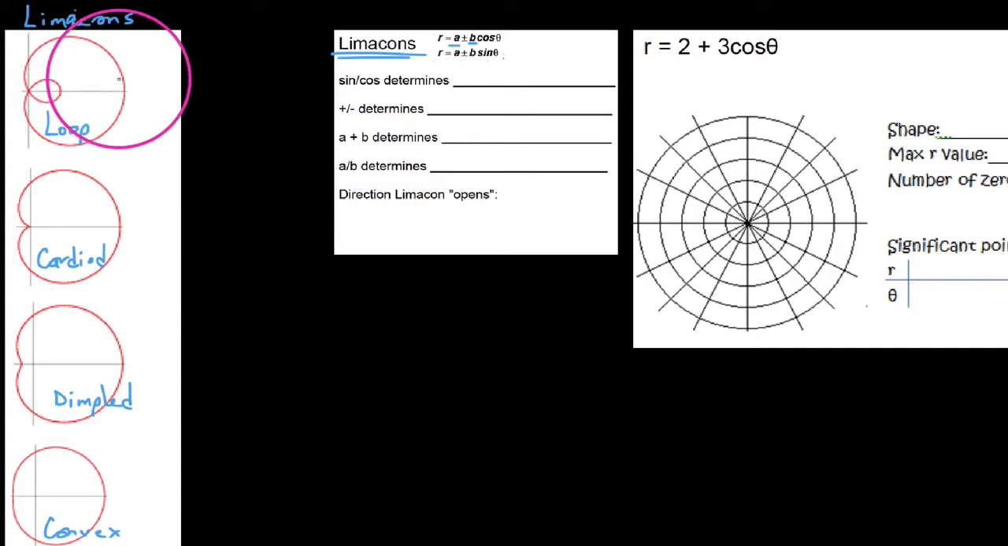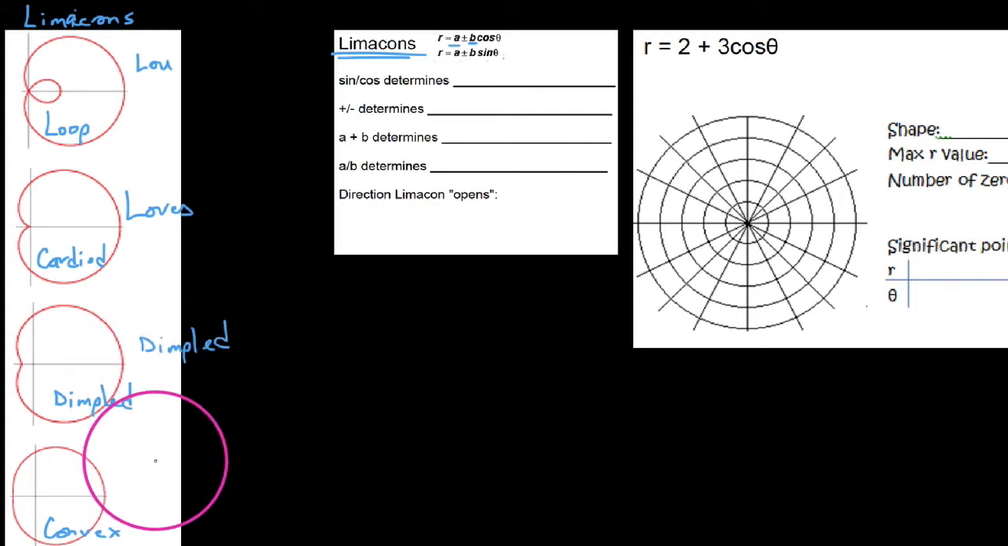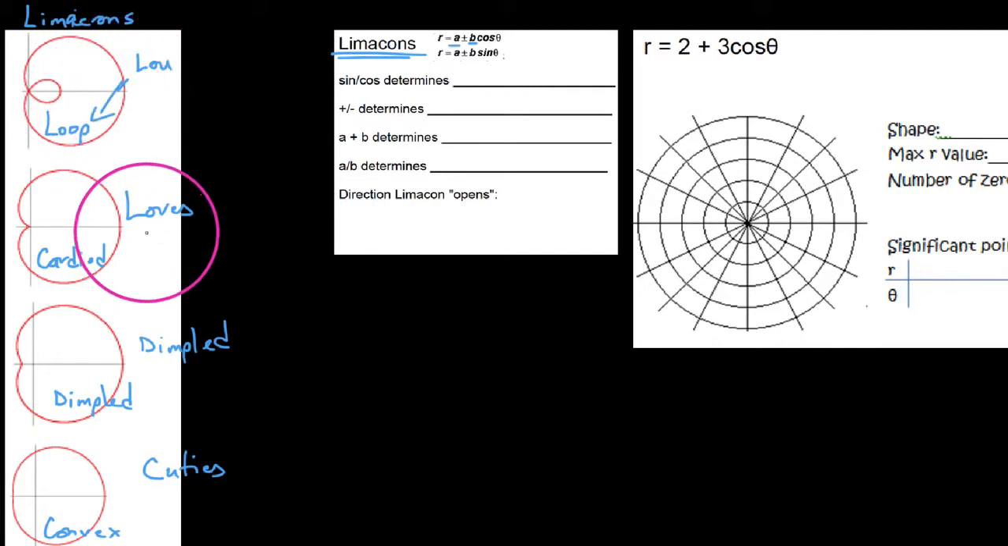What we're going to remember is a mnemonic, and I cannot take credit for this. I got this from somebody else's notes. The mnemonic is: Lou loves dimpled cuties. I don't know if they're referring to those little oranges or what, but I think of it this way. Lou refers to loop. We say loves because of the heart shape, so a cardioid.